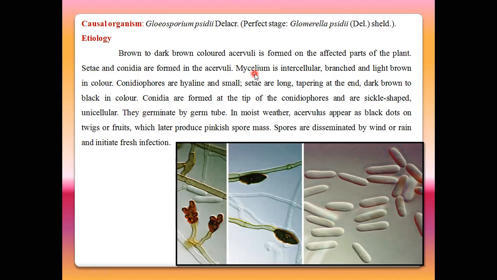Initially, the mycelium is generally intercellular, branched and light brown in color. This mycelium develops and produces the conidiophores. The conidiophores are generally hyaline and small. In between the conidiophores, the conidia and setae are generally produced. At the tip of the conidiophore, sickle-shaped, aseptate, unicellular conidia are generally produced.